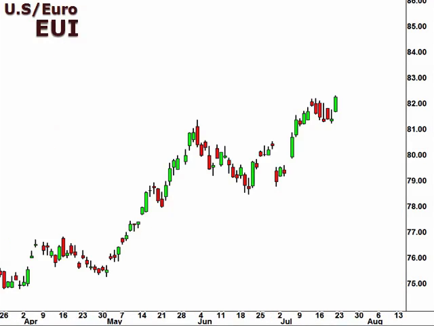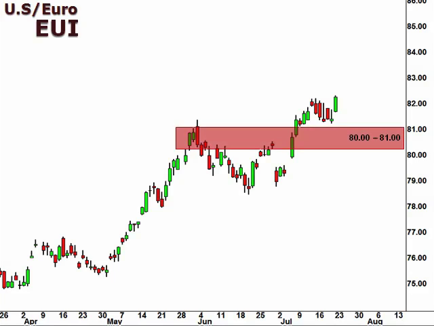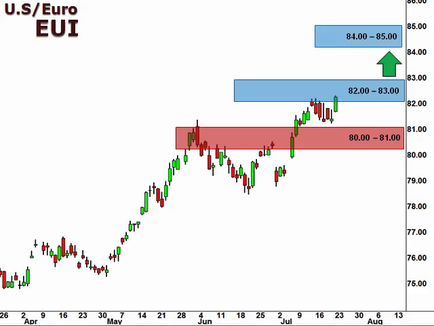Let's take a look at the US dollar versus the euro, as seen here in the ISE FX options pair value EUI. Well, the EUI spent last week consolidating above the 80-81 support level, with last Friday closing strong to the upside, testing 82. We anticipate a continuation higher with 84-85 as the next upside target.